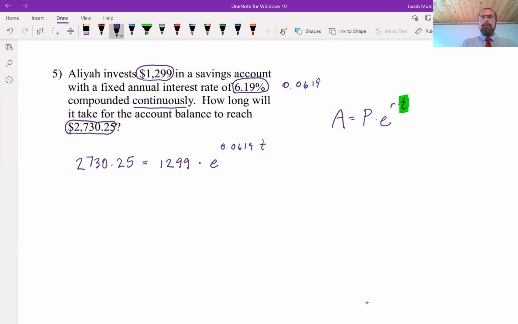So different from our first example, here I want to solve that equation to find the time. Somehow I have to access the time that's in the power. Let's first of all isolate this base E to the power of 0.0619t. That's what we want to get by itself first. So I need to cancel 1,299. Since it's connected by multiplication, I'll divide.